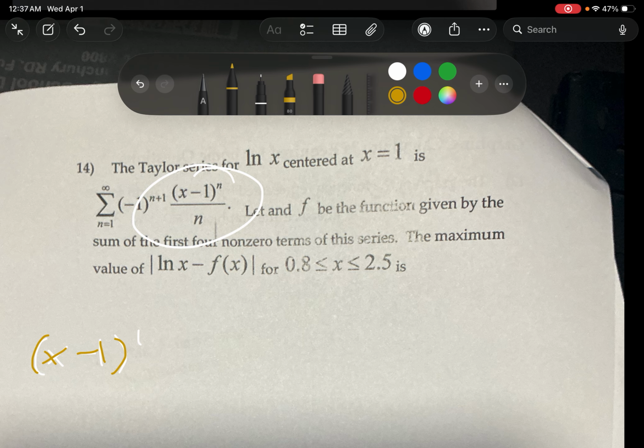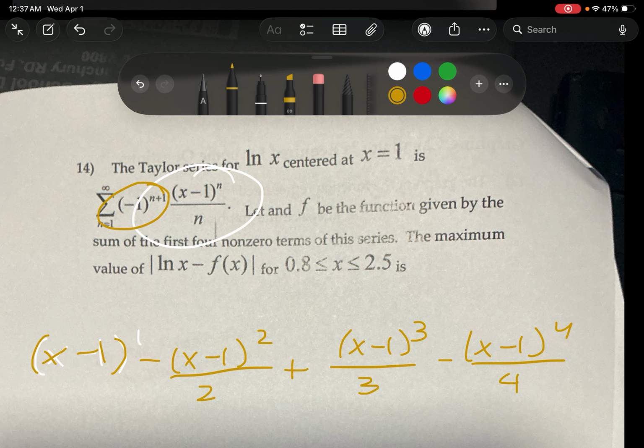Minus. Why is it going to be minus? Because of this switcher here. It's only going to be negative when your n is positive, because 2 plus 1, or odd plus even, makes an odd, which gives you negative 1. So that activates the negative part of your switcher in the function. So minus x minus 1 squared over 2 plus x minus 1 to the third over 3 minus x minus 1 to the fourth over 4.